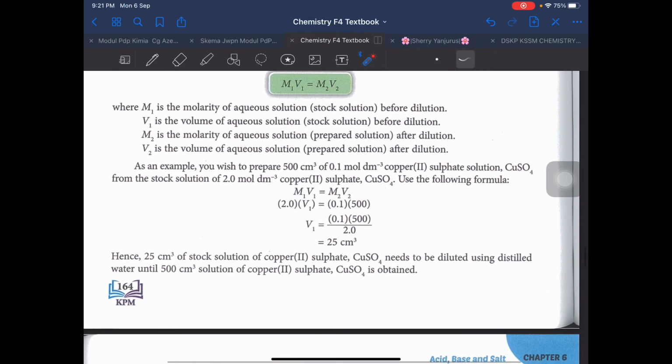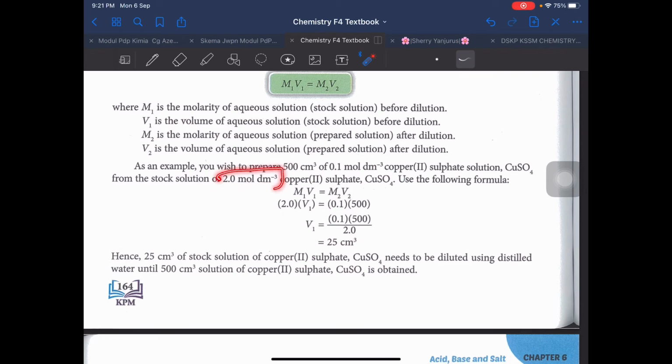Seperti ini, contoh. As an example, you wish to prepare 500 cubic centimeter of 0.1 mole per cubic decimeter copper(II) sulfate solution. Ini yang kamu mau. You want 500. Banyak ba ni? Just now, the experiment activity 6.7, dia dapat sedia 250 saja kan. But in this dilution, cuba kamu tengok. Dia mau 500 cubic centimeter. Kepekatan is 0.1 mole. From the stock, daripada stock, iaitu standard solution, larutan piawai, 2.0 mole per cubic decimeter.